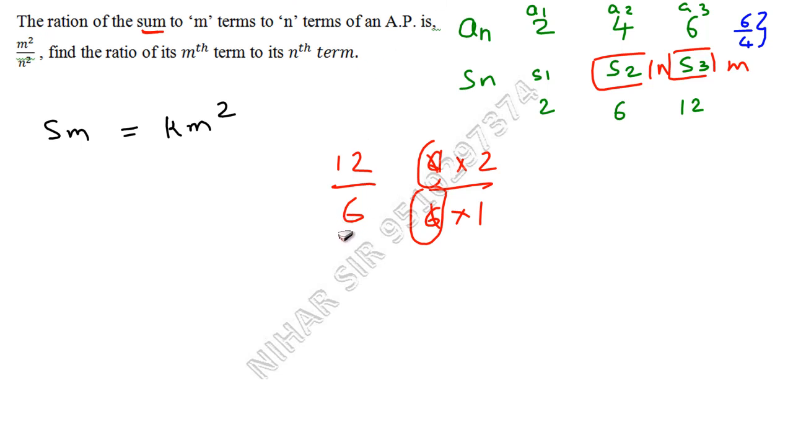I did this much hard work just to explain why I took k, because once you are clear on that, only then will you gain the confidence and solve more questions. So here Sm is equal to km square.